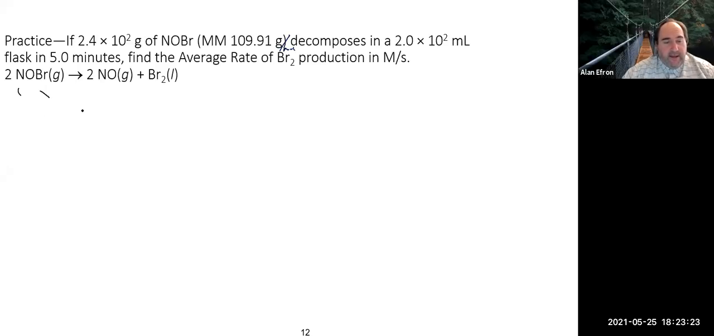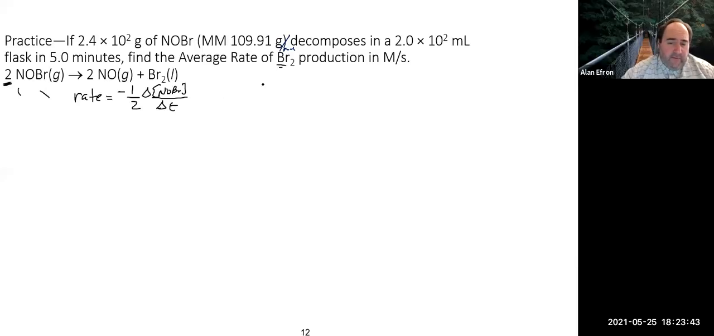Scribble all over the page. But we can start with the rate expression for each of those. So based on the equation there, the rate of the NOBr would be minus, because it's a reactant, 1 over 2, which is the coefficient, times the change in the concentration of NOBr over the change in time.